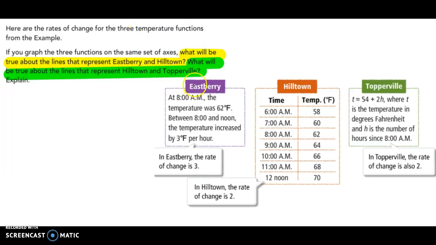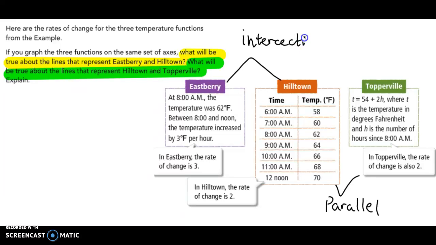Well, let's look here. Hilltown and Toperville have the same rate of change. So that means that these 2 graphs would be parallel. And then Eastbury and Toperville, these 2 here, would be intersecting. So understand that these graphs will intersect if your slopes are different. If the slopes are exactly the same, they're going to be parallel.